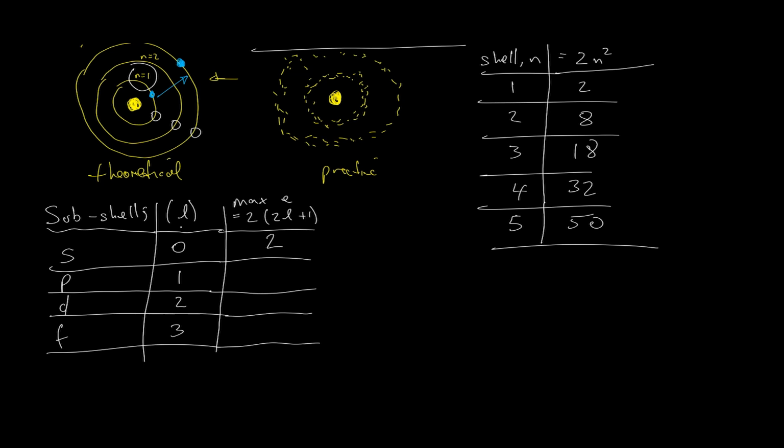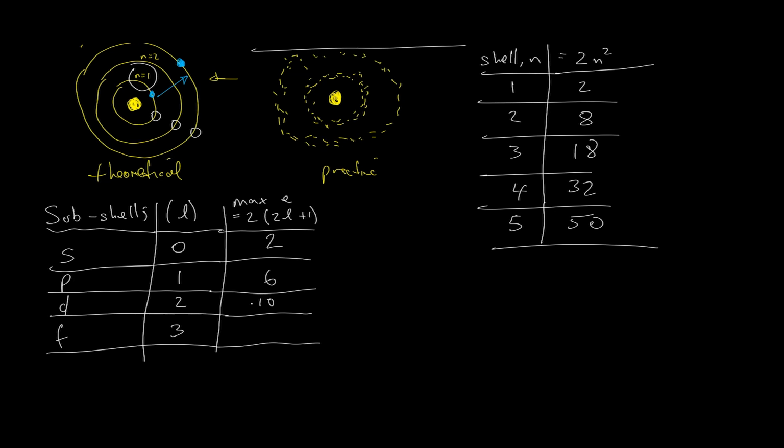Here our L value for P is 1. So 2 1s are 2, plus 1 is 3. 2 3s are 6. Here the L value for D is 2. So 2 2s are 4, plus 1 is 5. 2 5s are 10.